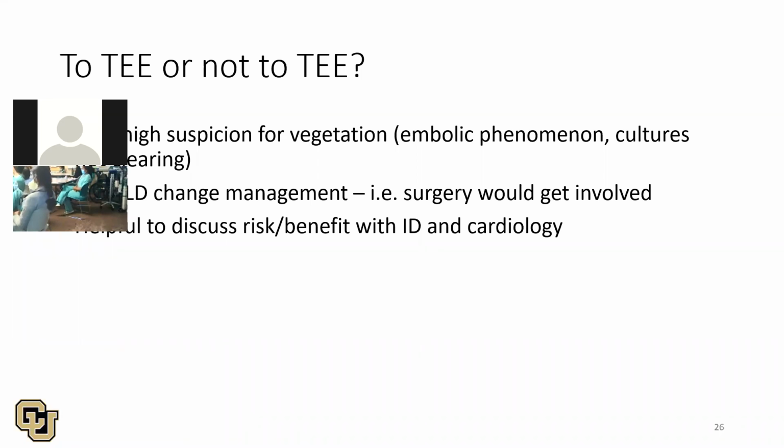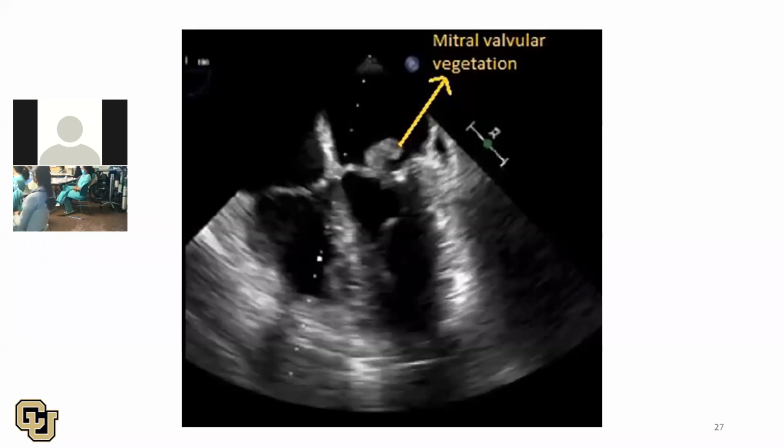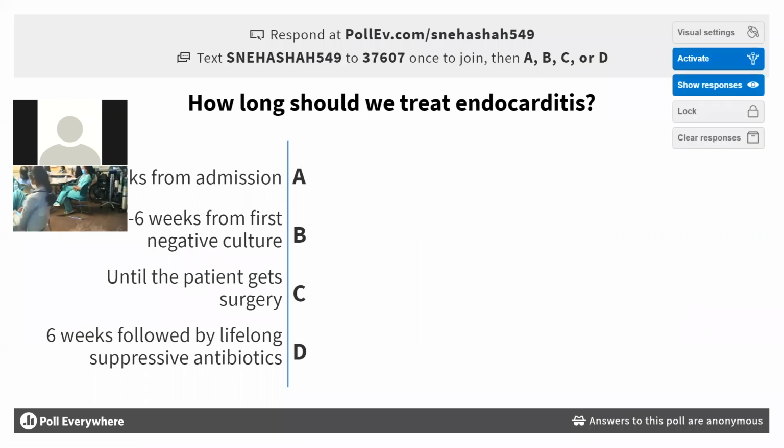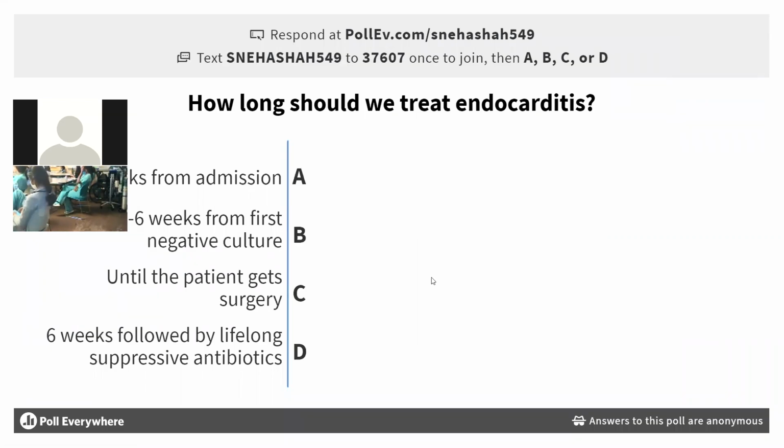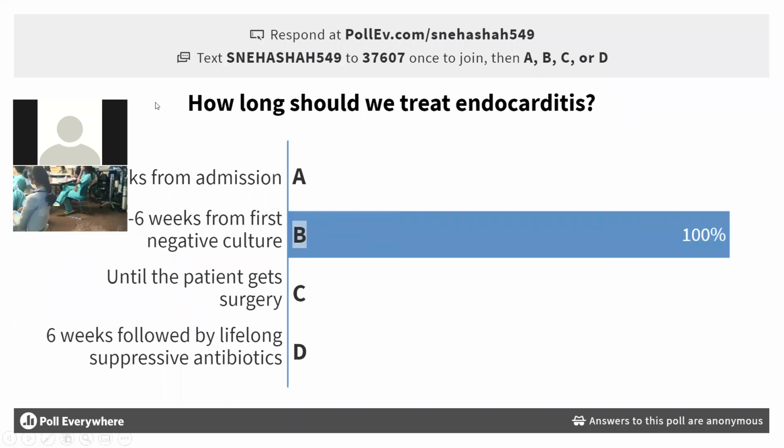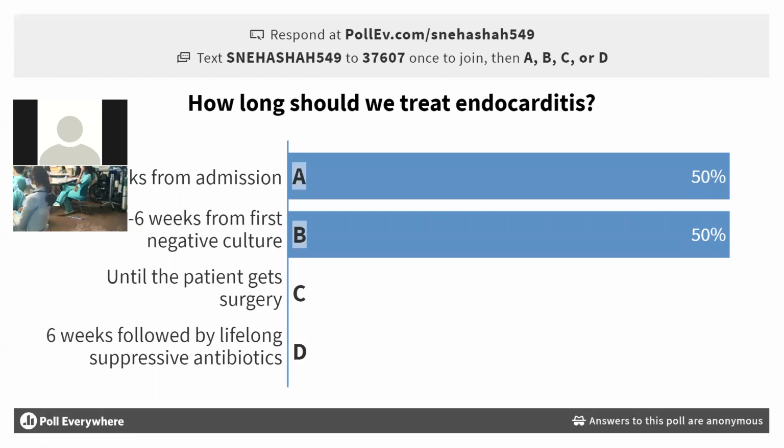And so for our patient, we get a TEE, and this is what we see. And so she has a 1 centimeter by 1.2 centimeter mitral valvular vegetation. So pretty large vegetation here. Okay. So then my question is, knowing what we know about this patient now, MRSA endocarditis with the vegetation, how long should we treat endocarditis?